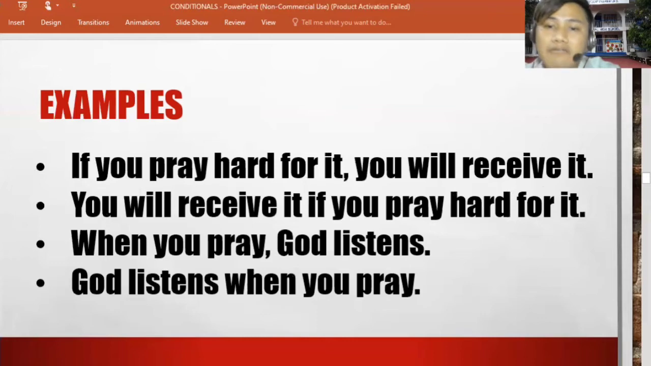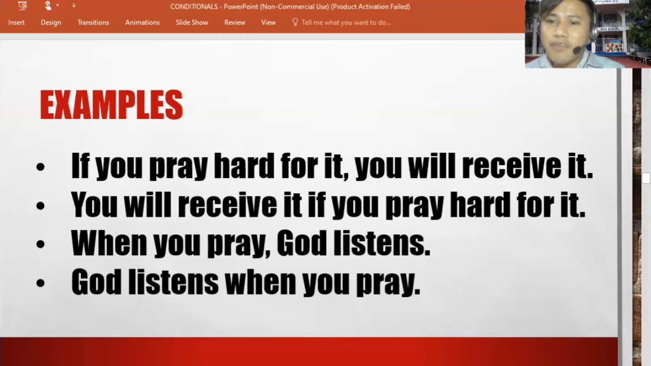So let's have the following examples. Let me read the following sentences. If you pray hard for it, you will receive it. You will receive it if you pray hard for it. When you pray, God listens. God listens when you pray. So let me just ask you this, what have you noticed with the sentences? Let us focus on the first two sentences.